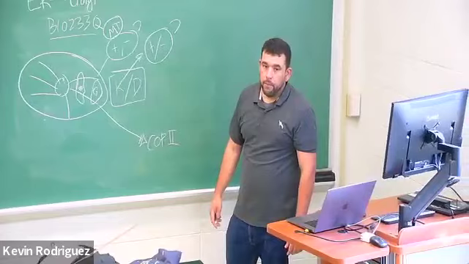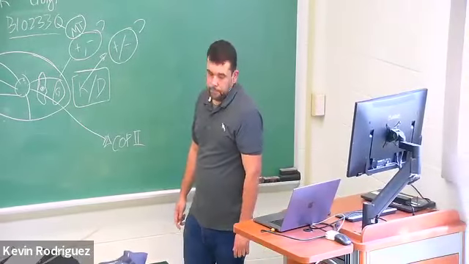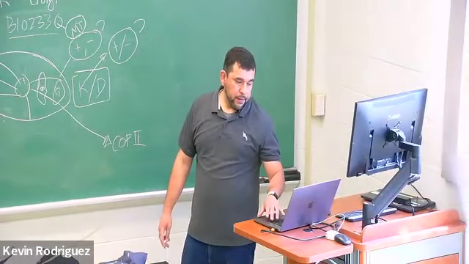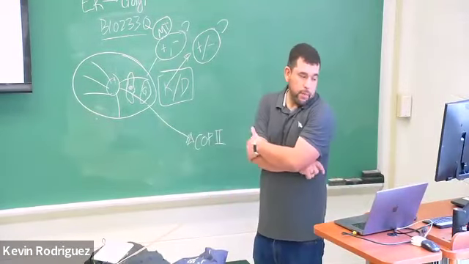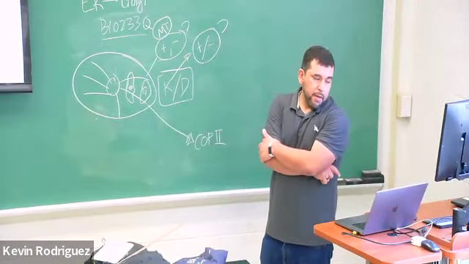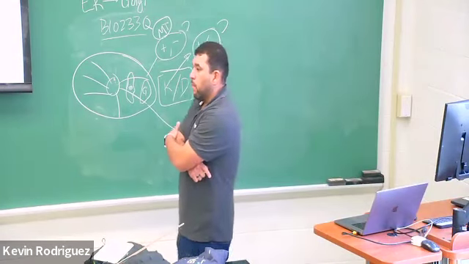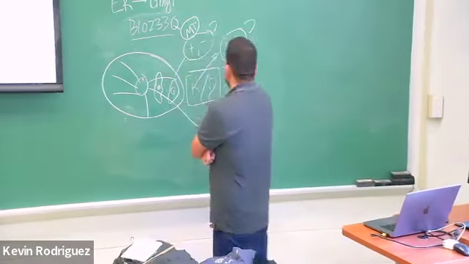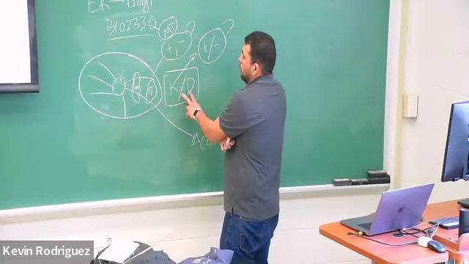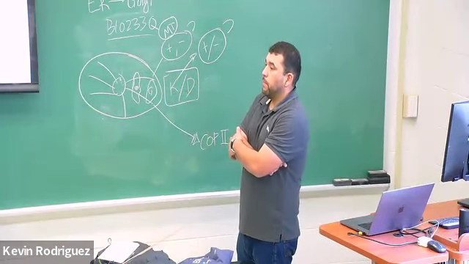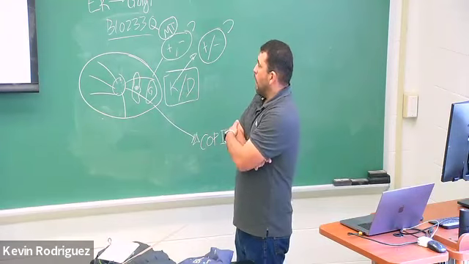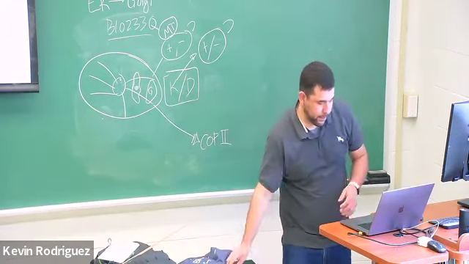Wait, what are the two proteins? Kinesin or... What if I'm saying it wrong? No, number five. And what else? You said two? There's two options. Yeah, dynein and kinesin. I forget it.